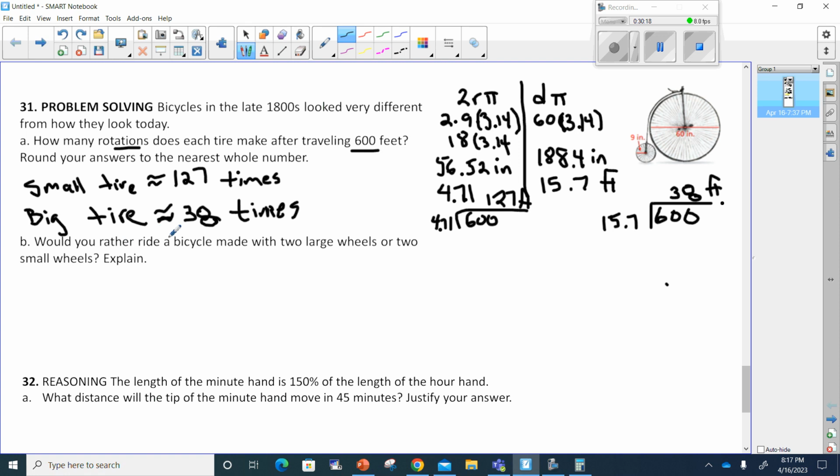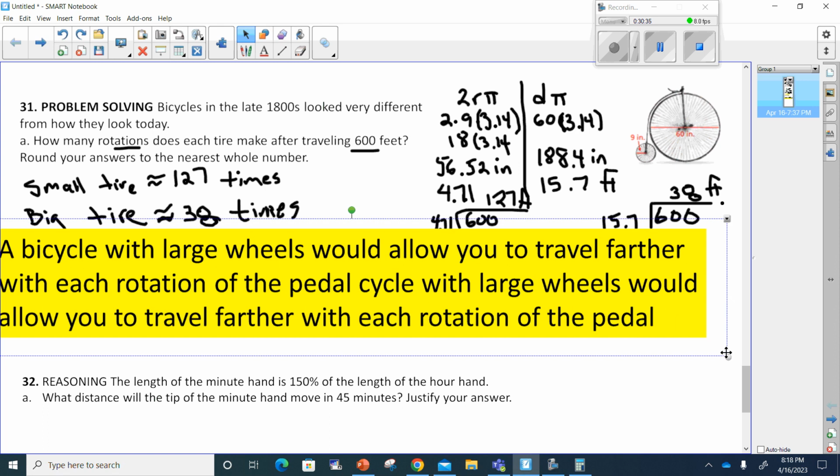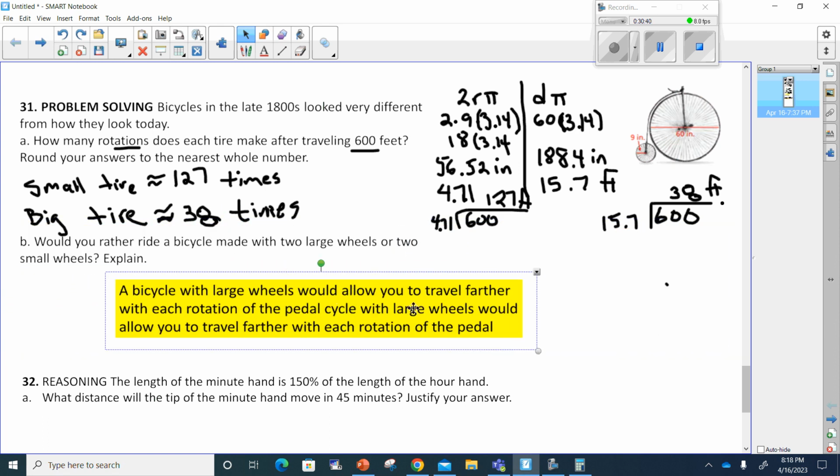It said, would you rather ride a bicycle made with 2 large wheels or 2 small wheels? Wow. Let's contemplate that for a minute. Well, once again, think about it. Every time you pedal the small one, you're going to have to pedal a lot more. So I would say a bicycle with large wheels would allow you to travel farther with each rotation of the pedal. So yeah, large wheels would be better.